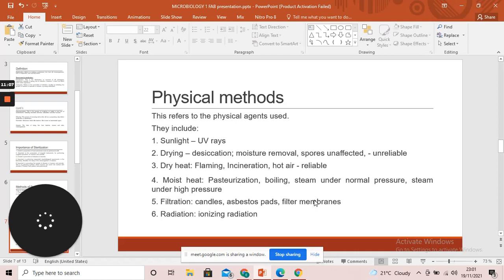Physical methods, as we can see there, include sunlight, an example is UV. Drying, an example is desiccation. This refers to removal of moisture, which is usually important in enzyme activity. Dry heat, such as incineration, is a reliable method of sterilization. Moist heat, such as pasteurization, which we've covered.